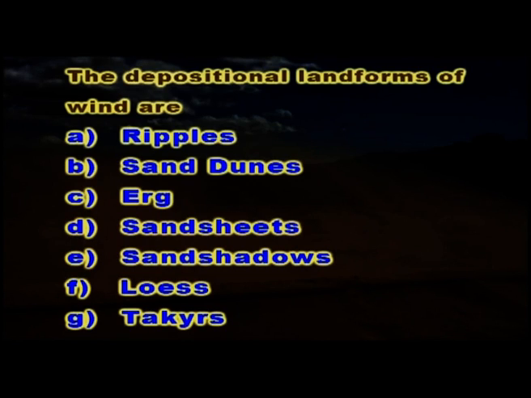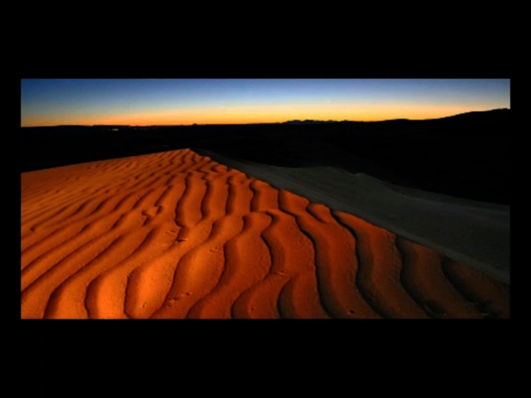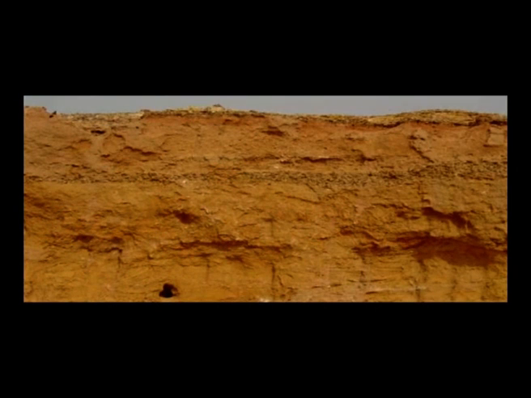The depositional landforms of wind are ripples, sand dunes, ergs, sand sheets, sand shadows, loess and takirs. Ripples are small sand waves created with a wavelength of about 1 meter, that is the typical path length of saltating grains.